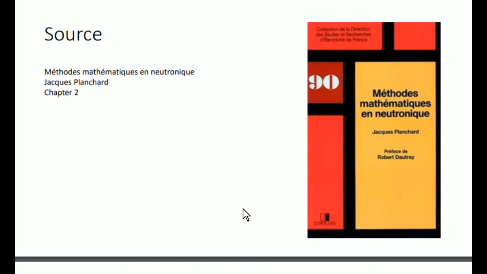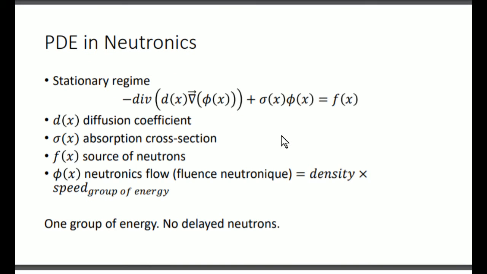So the physical quantity called neutronic fluence, so fluence neutronique, which is the flow of neutrons, is translated to mathematical problems, and that's the topic of this book. In particular, the second chapter is talking about the introduction from an easy undergrad point to a more advanced point. So I thought it was interesting to make a video about it because there are some very interesting aspects that I really liked. So PDE in neutronics, how does it work?